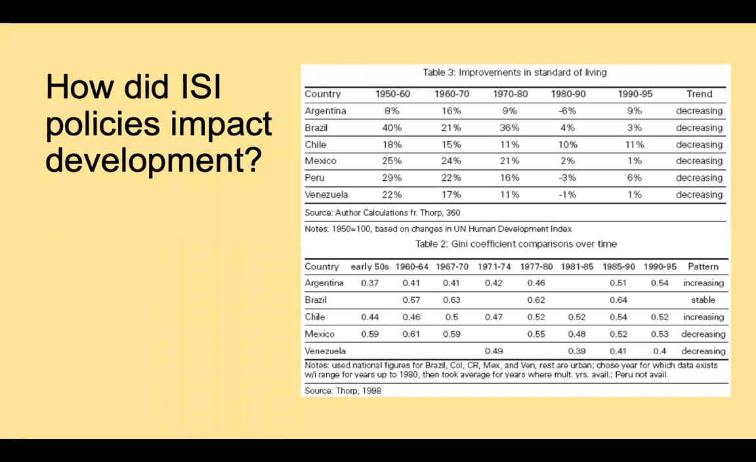How could it be that ISI policies wind up contributing to an increase in economic inequality? How can we understand that? Wasn't the goal of ISI to reduce inequality and improve standards of living? Why is it that standards of living decline under ISI in the late years? What is it that might explain these patterns? What ideas do you have?